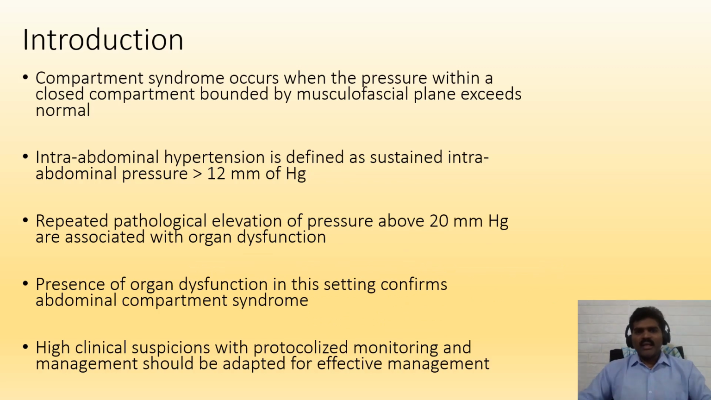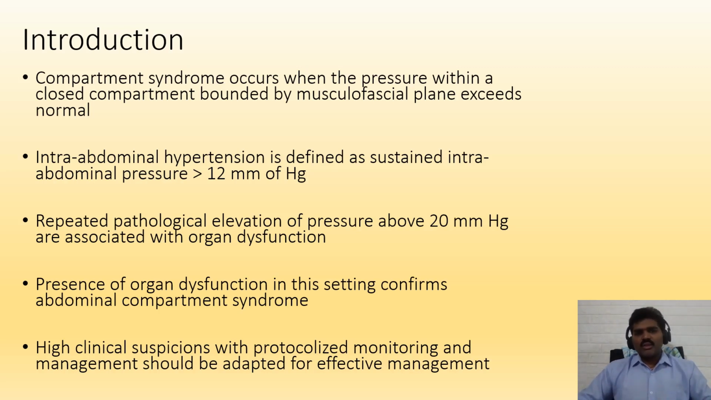You all know that a compartment syndrome occurs when the pressure within a compartment, which is bounded by the muscles and the fascial planes, exceeds the normal pressure in the compartment. The increased pressure can lead to decreased perfusion. Decreased perfusion can lead to muscle necrosis and things.